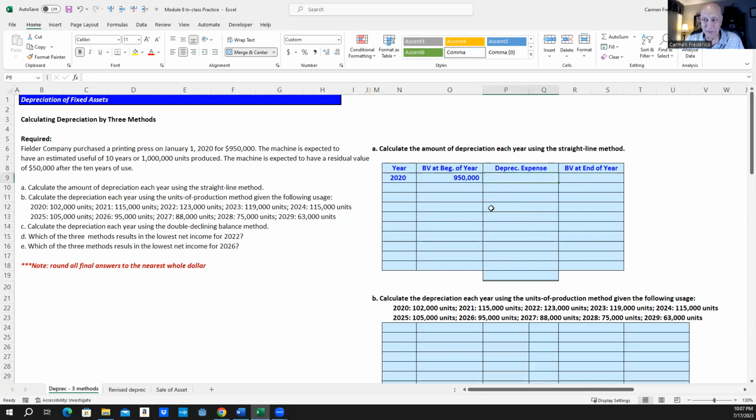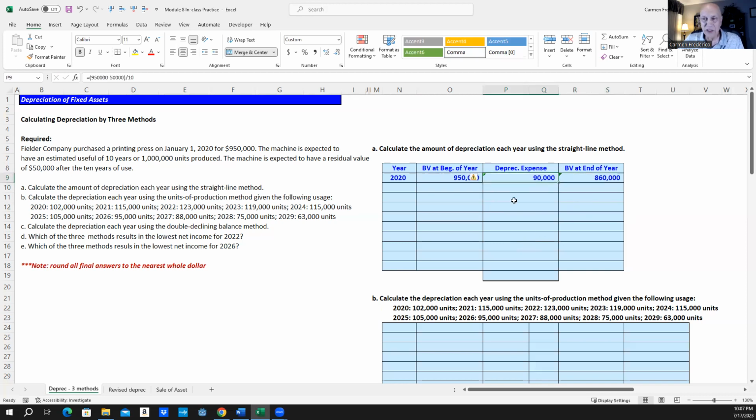What's the depreciation expense going to be? Well, put a formula in here. It's going to be the cost, $950,000, minus the salvage value or residual value, net $50,000, divided by the estimated useful life, in this case, 10 years. So 950 minus 50 is 900,000, divided by 10 is $90,000 for the year. What's the ending book value? It's going to be the beginning book value minus the depreciation, and we have $860,000.